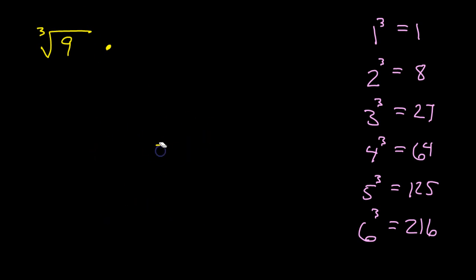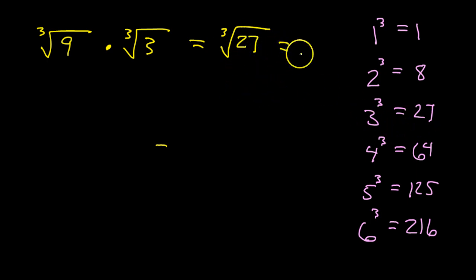So what you have to do is look and try to see what I can multiply by to get one of these. 9 goes into 27 3 times. So what I could do is multiply this by the cube root of 3. Now, the cube root of 9 times the cube root of 3 would be the cube root of 27. And of course, the cube root of 27 is 3. So it's a little more tricky than what we were doing before.